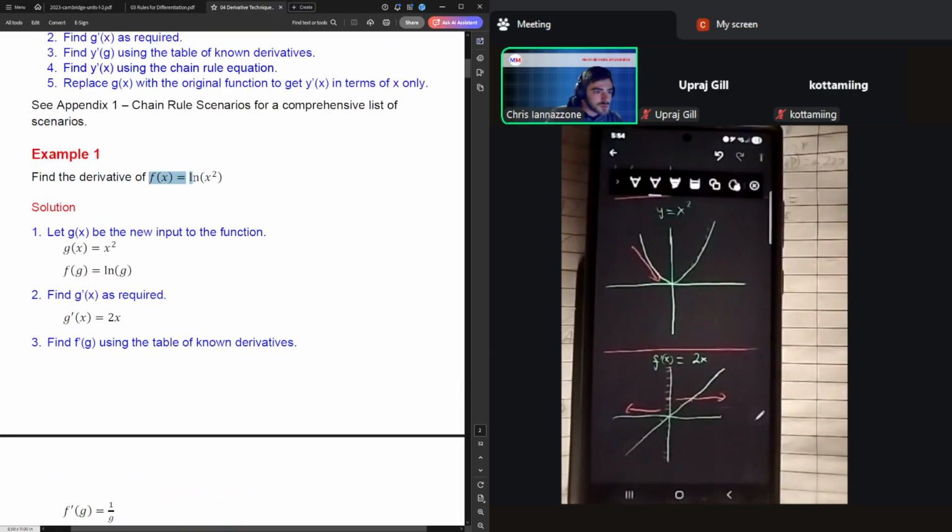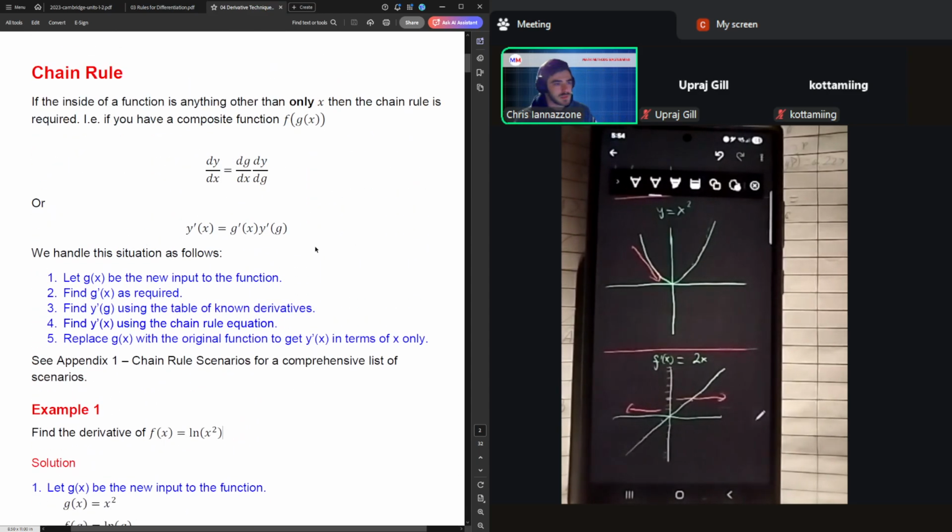So, in summary, you use this whenever you have what's referred to as a composite function, when you have a function that has another function inside of it. That's about it for the lecture part. Any questions on that?